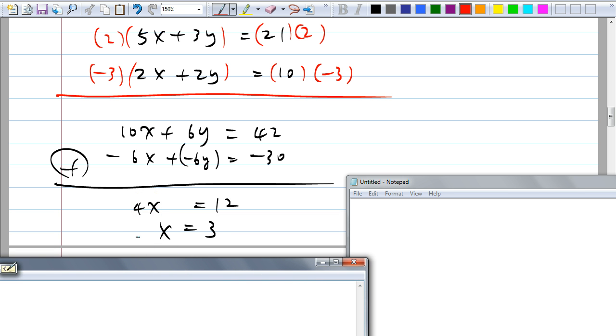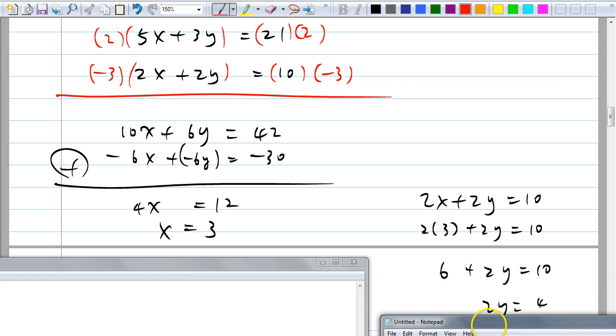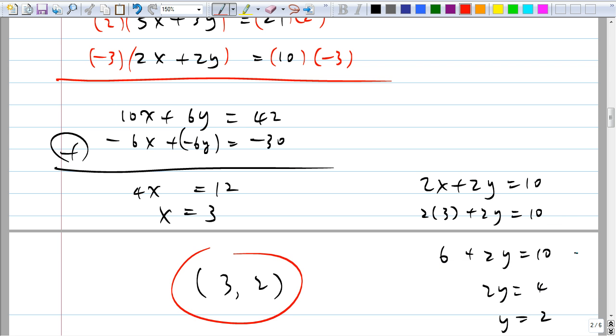Of course, you could plug this x into any original equation. When you do, I chose the 2x plus 2y equals 10. Y equals 2. So there you go. You get the ordered pair 3, 2. That's where the two lines intersect. You guys remember this? Okay, can you do something like this for your homework tonight? Yeah. All right, good. We're not done.